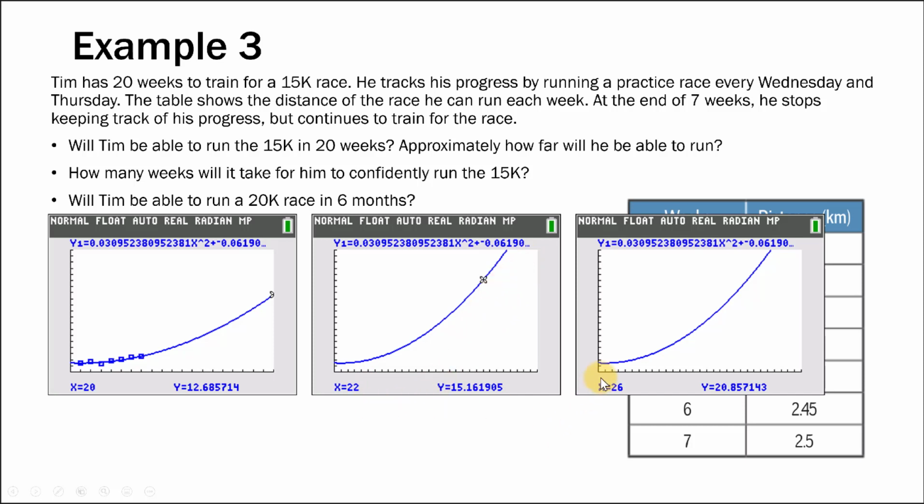And then it asks, will Tim be able to run a 20K race in 6 months? So there are 52 weeks in a year, so 6 months I said was 26 weeks, and then we just calculated how many kilometers he'd be able to run, okay, after 26 weeks. So all we're doing again is calculating, hitting that calc function on our curve in our calculators, and it gives us an output, and our output in this instance was distance. Okay, so we can see down here that that distance is going to be over 20K. So our answers to this: at 20 weeks he cannot run 15, but at 22 weeks he can run 15K, and he will be able to run 20K in 6 months, but just barely.